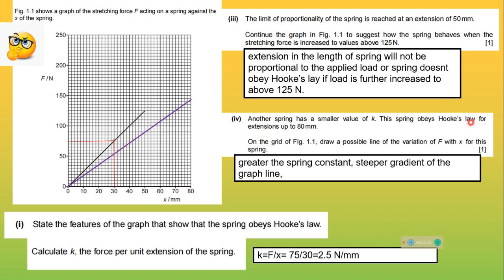Now this obeys Hooke's law up to 80 millimeter, means up to 80 millimeter the line is straight. Since it has a smaller value of K, the new line will be less steep as compared to the previous line, because the greater the spring constant, the steeper the gradient of the graph line.